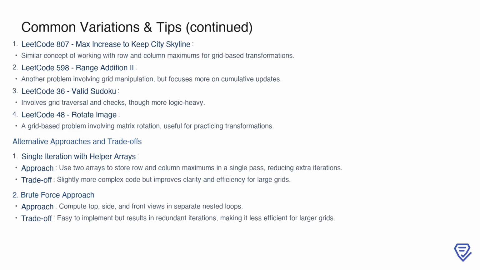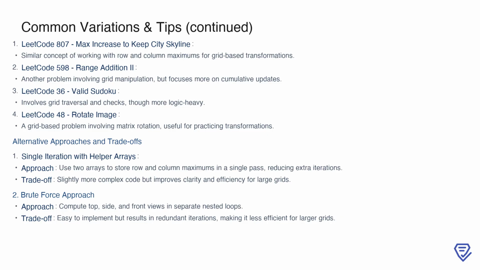This problem shares similarities with other grid-based problems on LeetCode. For example, LeetCode 807, Max Increase to Keep City Skyline, also involves working with row and column maximums for grid transformations. LeetCode 598, Range Addition 2, focuses on grid manipulation through cumulative updates. LeetCode 36, Valid Sudoku, is another grid traversal problem, although it's more logic-intensive. Finally, LeetCode 48, Rotate Image, involves matrix rotation and is a great exercise for practicing grid transformations.